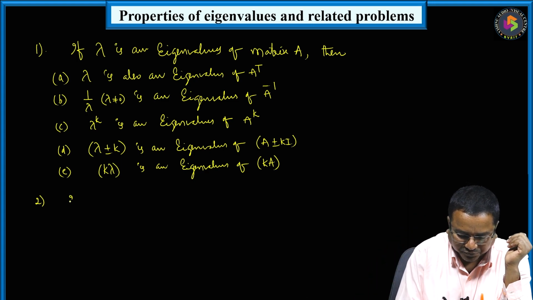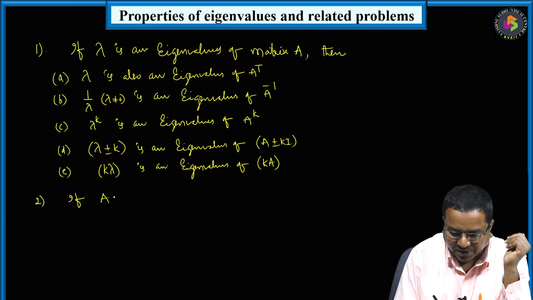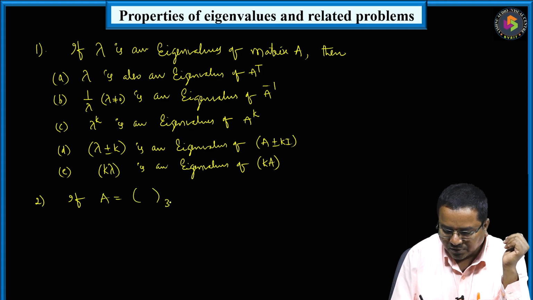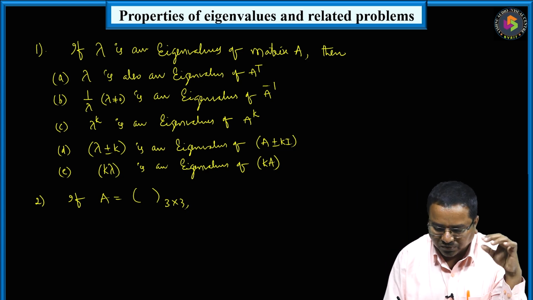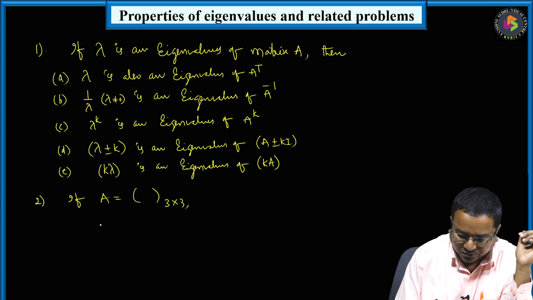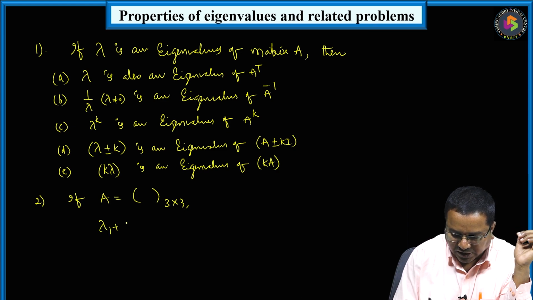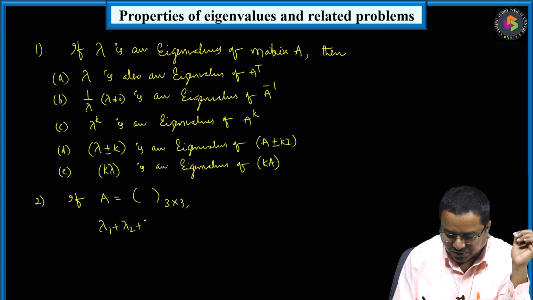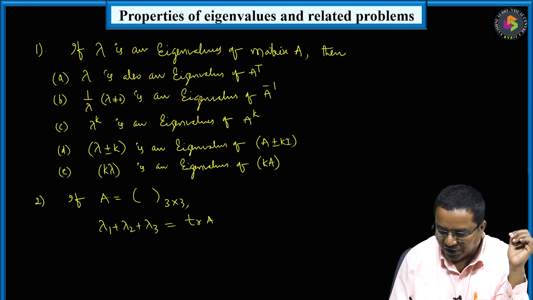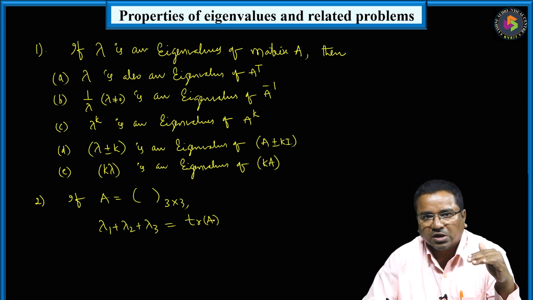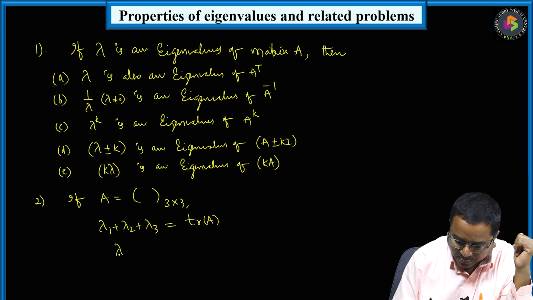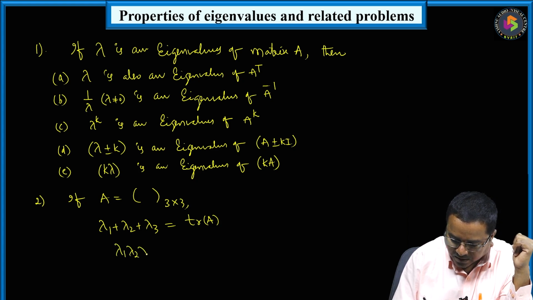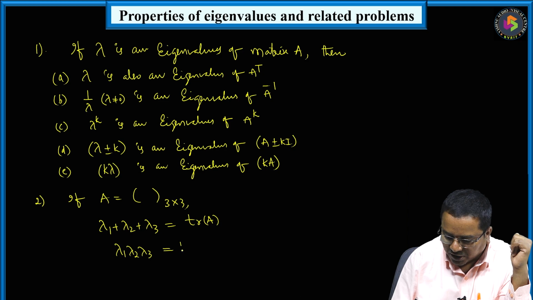Suppose A is a 3 by 3 matrix. According to the characteristic equation, it has 3 eigenvalues. Therefore, the sum of eigenvalues, lambda 1 plus lambda 2 plus lambda 3, is equal to the trace of the matrix. What is the trace? The trace is the sum of the principal diagonal elements. The product of eigenvalues is equal to the determinant of the matrix.